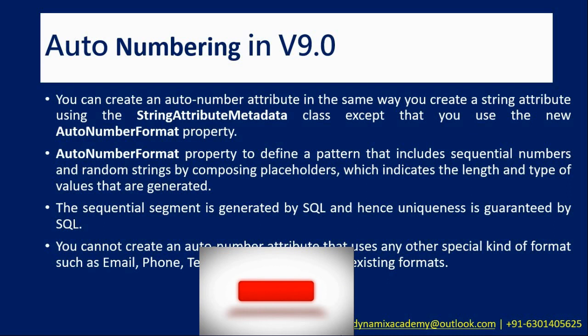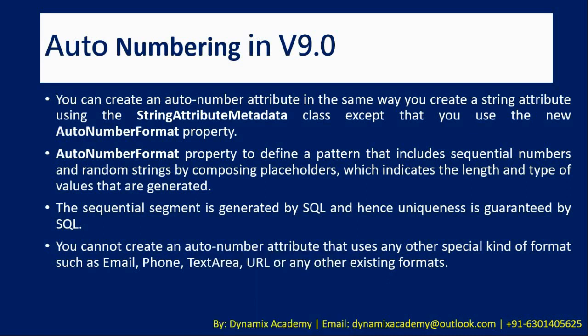The sequential segment is generated by SQL, and hence the uniqueness is guaranteed by the SQL. So the sequential part of your auto numbering format will be generated by SQL, and you do not have to worry about the auto increment. But at the same time, you cannot create an auto number attribute that uses any other special kind of format such as email, phone, text area, URL, or any other existing formats.